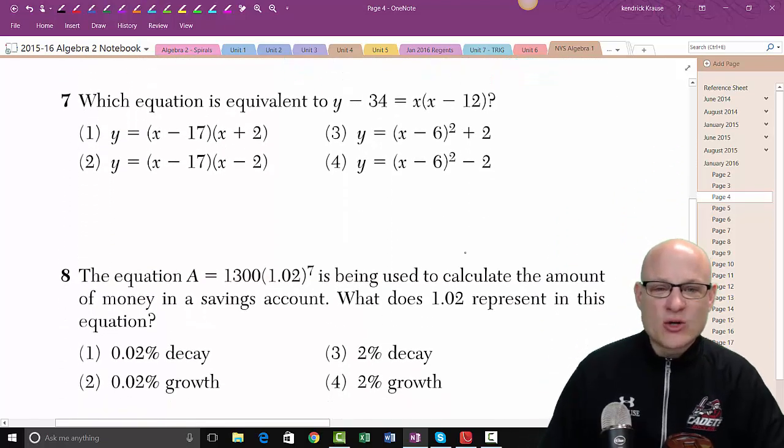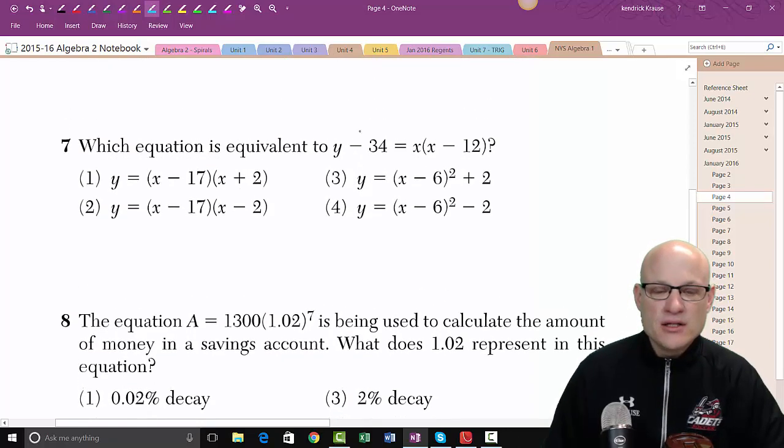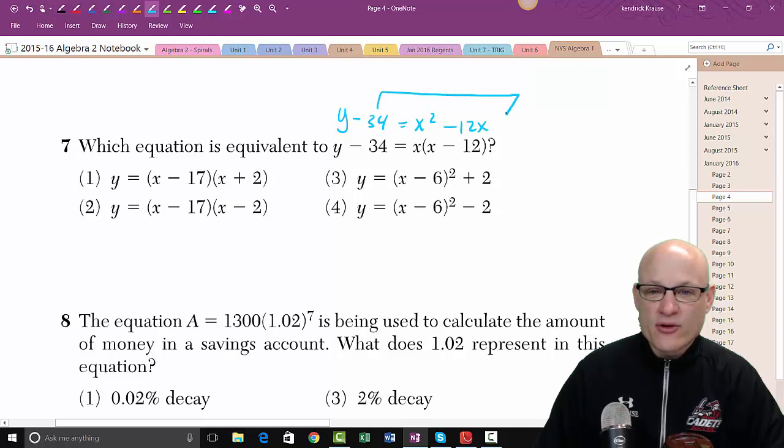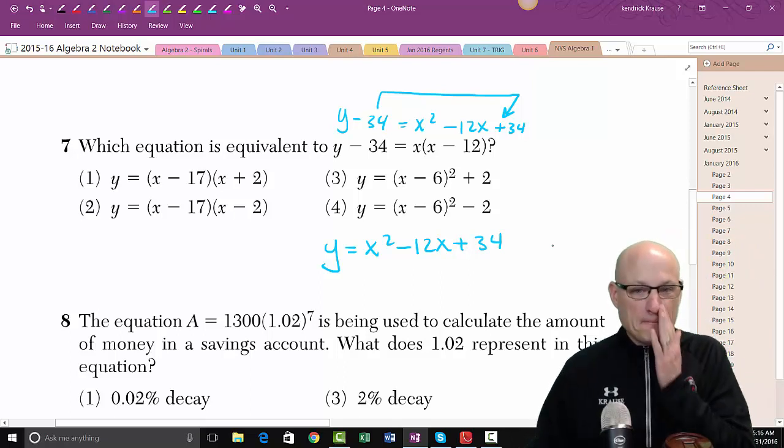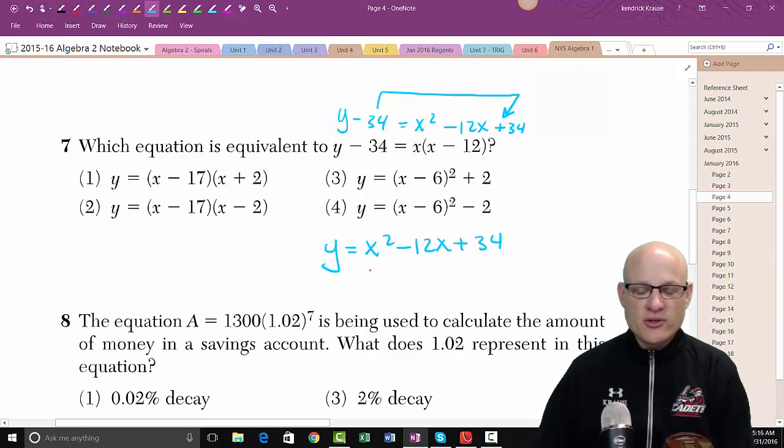Then it says, which equation is equivalent to this? So let's see here. I'm going to distribute this x. So I'm going to get y minus 34 equals x squared minus 12x. We're going to bring this negative 34 over here. And when I bring it over here, it's going to become positive 34. So I end up now with y equals x squared minus 12x plus 34. It could be one of these two. Let's simply factor it first. Let's see if it's even factorable.